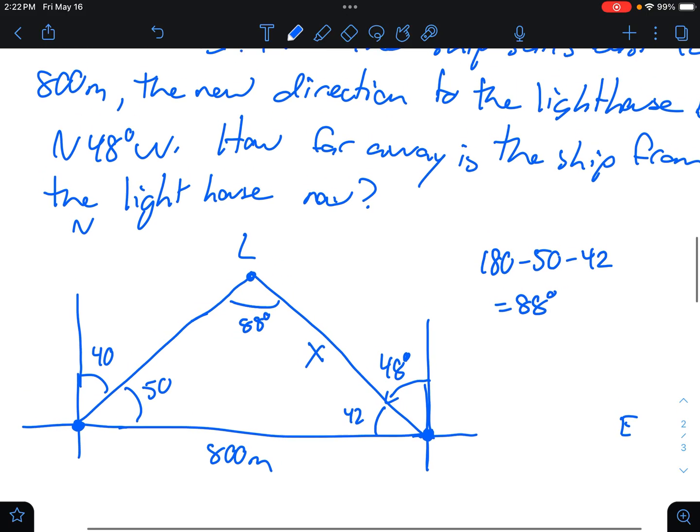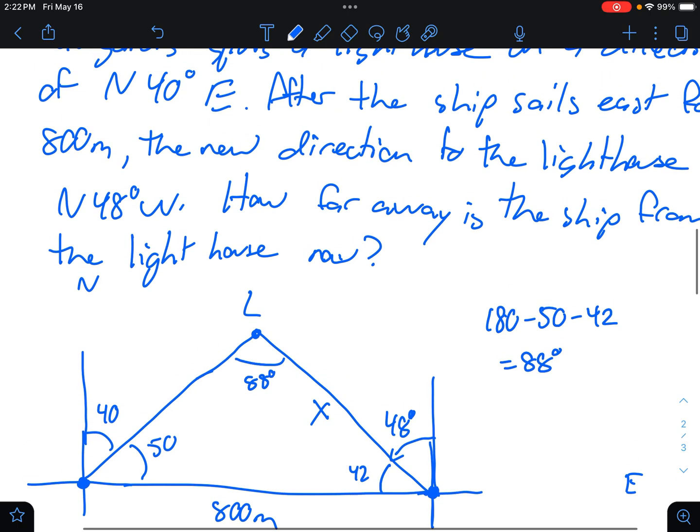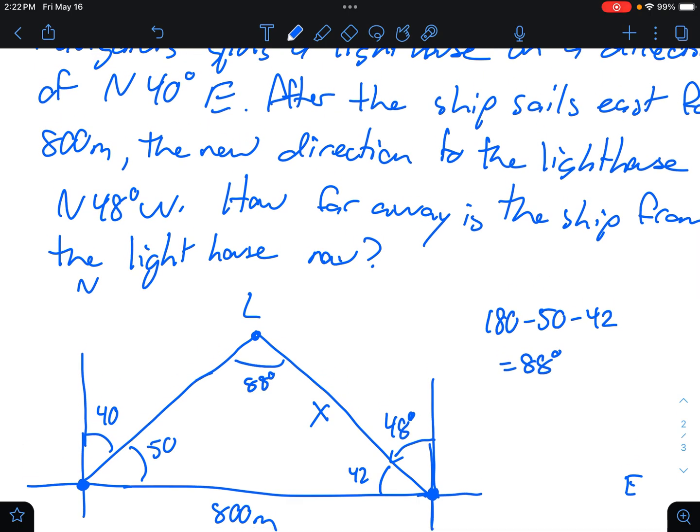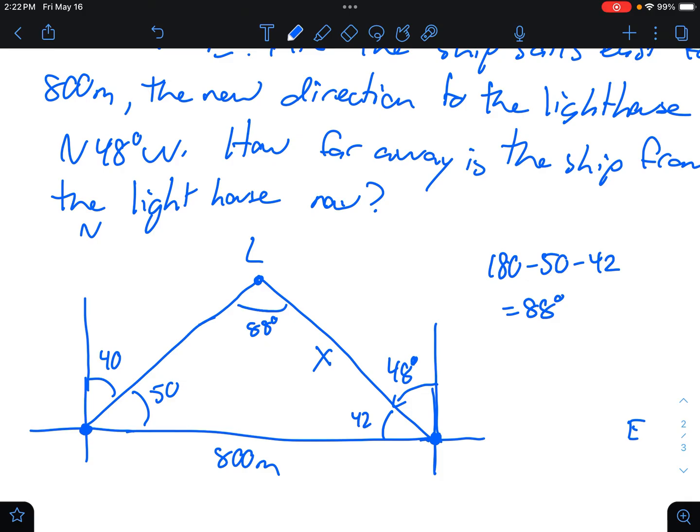But those compass directions were the real reason why I was talking about this. So the compass directions, it starts off that the lighthouse is north 40 degrees east. That's the one on the left here, and it ends up with the compass direction of north 48 degrees west. Okay, so that's the one on the right. So that's how you'd set up this problem, and then you would solve it using the sine law.